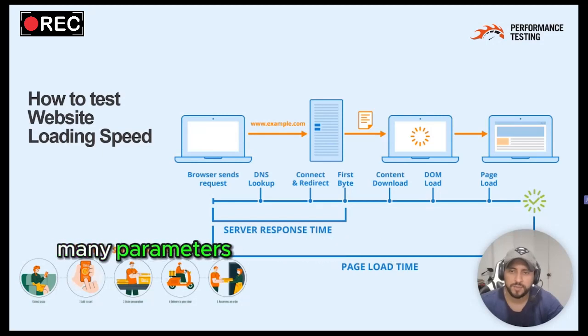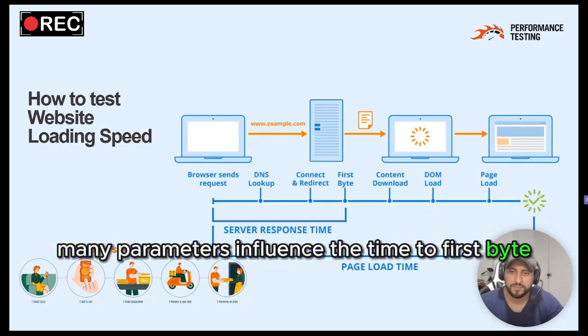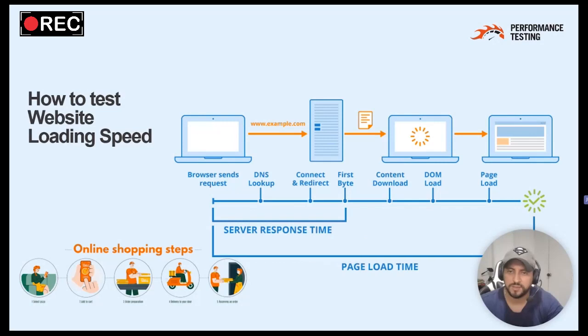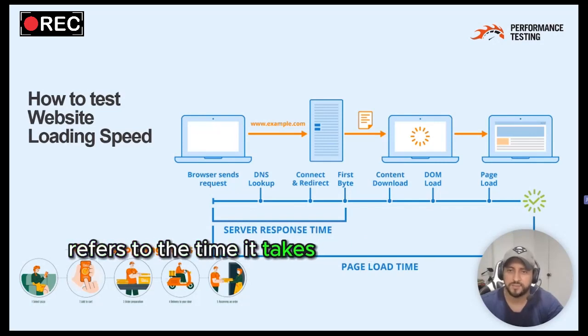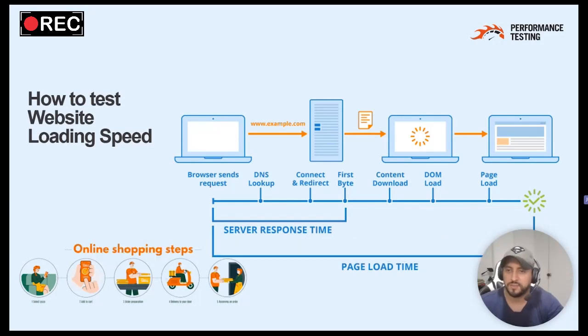Similarly, many parameters influence the time to first byte. Network speed: network latency refers to the time it takes for a data package to travel from the sender to the receiver. For example, if the user is surfing within a busy Wi-Fi hotspot, it is usually high and increases the time to first byte.